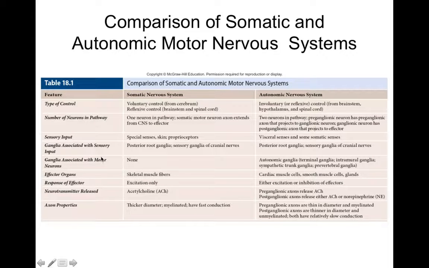And then what about the effector organs of the somatic motor system? What's the somatic motor system going to attach to? Skeletal muscle, right? How about the autonomic nervous system? Cardiac muscle, smooth muscle, and glands. You might wonder, what do you mean by glands? Well, glands can be exocrine or endocrine, right? So it could be glands like salivary glands, or it could be endocrine glands that release hormones. But basically those kinds of glands, and sweat glands.